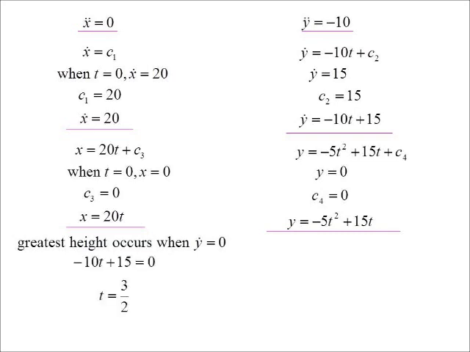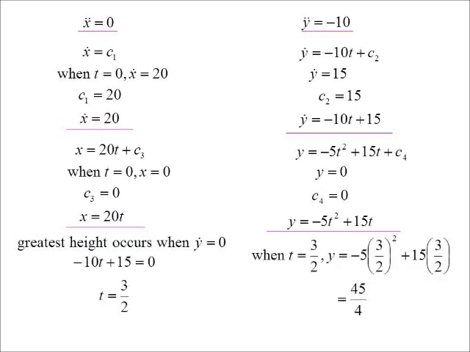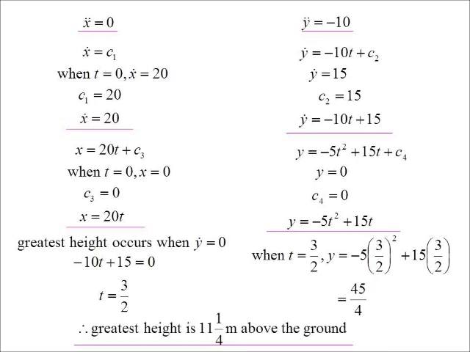So I'll solve velocity equals 0. T is 3 on 2. And now I'll sub that in to find where it is, 45 on 4. So there's my answer. Greatest height is 11.25. This is the one situation where I usually won't write my answer in improper fractions. I think if I'm answering a practical question, it makes more sense to say 11.25 metres.